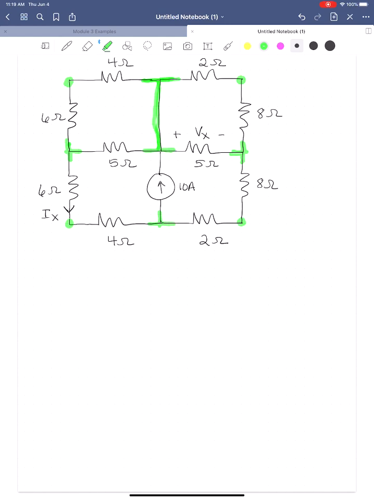I'm going to number them. I'm going to call this node 1. I'm going to call this node 2. I'm going to call this one node 3. I'm going to call this one node 4. I'm going to call this one node 5. I'm going to call this one node 6. This one node 7. And this one node 8.